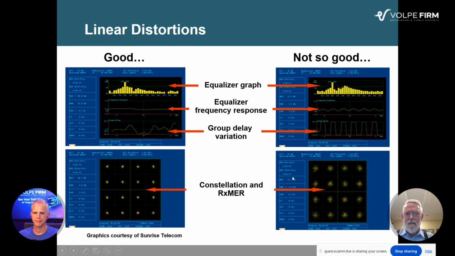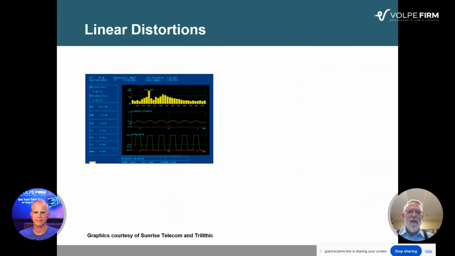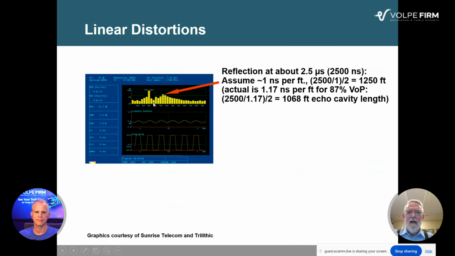No bit errors yet, but we've got this nasty reflection in here that's causing degraded RX MER. So that's something we want to get out and fix. Now, if we look a little more closely at this, we can get a couple ideas to help us with the troubleshooting and say, all right, I see this reflection over here. It's offset in time to the right of the main tap on there. So it's at about 2.5 microseconds, roughly 2,500 nanoseconds.